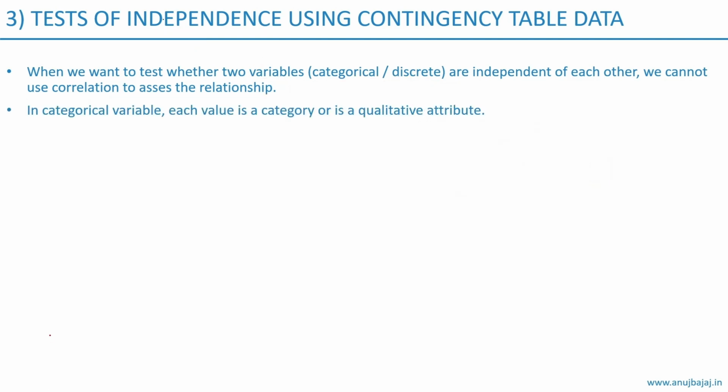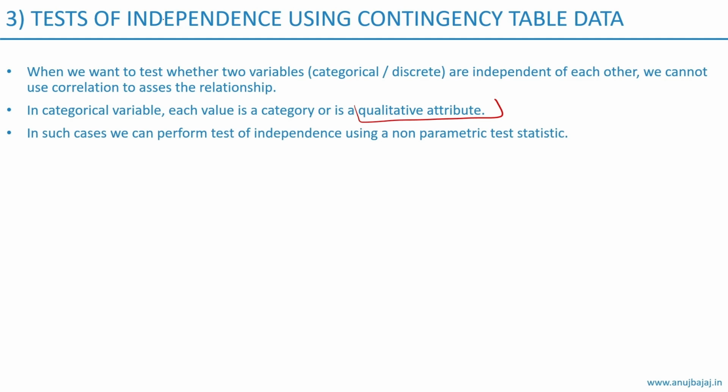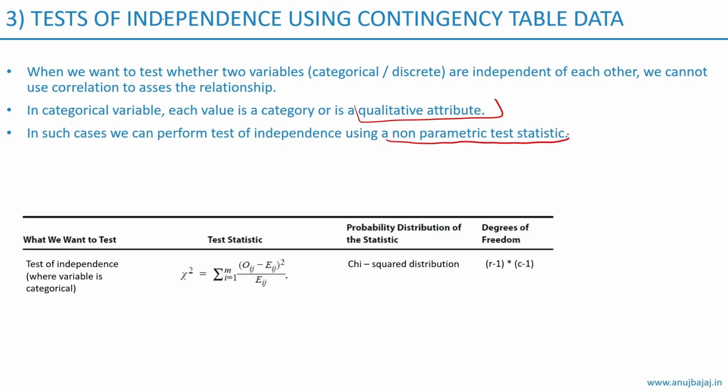In a categorical variable, each value is a category or a qualitative attribute. And in such a case, we can perform the test of independence using a non-parametric test statistic. So here we want to test the independence between two variables when the variables are categorical.